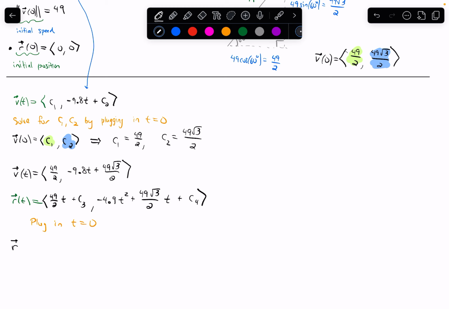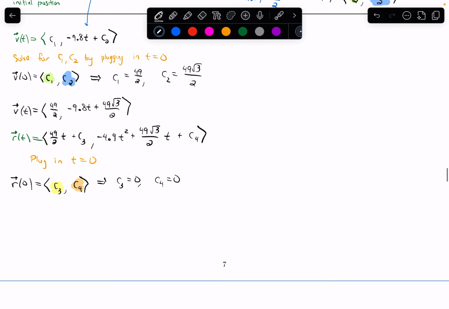So r of 0, if I plug 0 into this first component just becomes c3. The second component just becomes c4, because both of these first two terms become 0 if I plug in 0. All right, and now, matching these components, this x component has to match that x component, and this y component has to match that y component. So that tells me that both c3 equals 0 and c4 equals 0. Okay, awesome. So I'm ready to write down my position function.